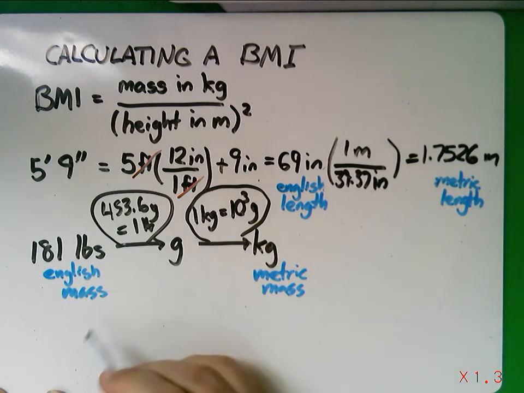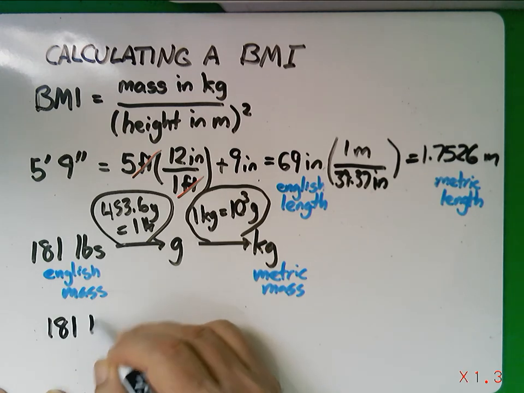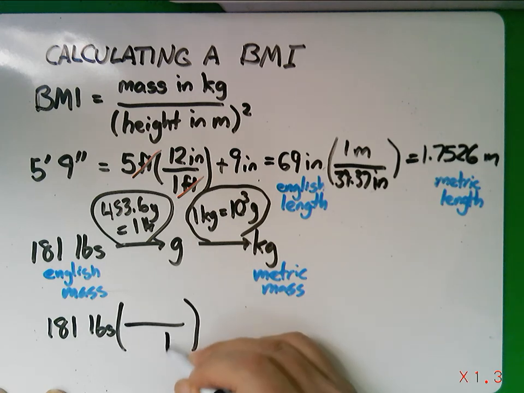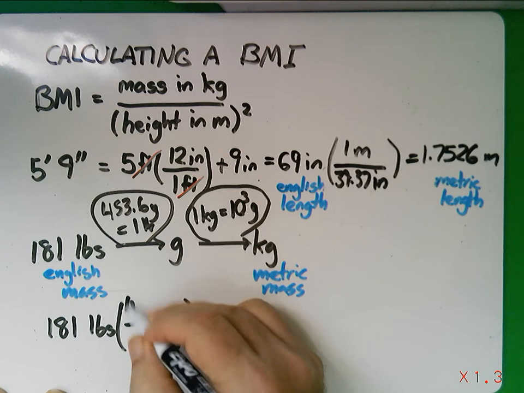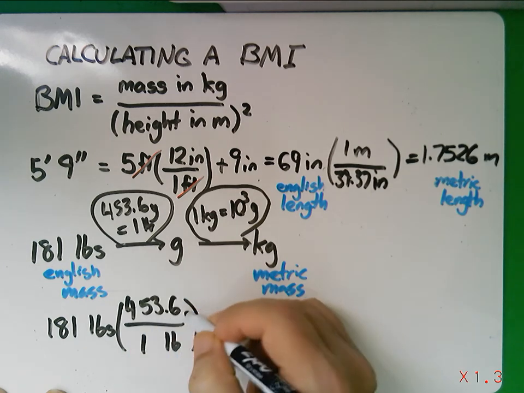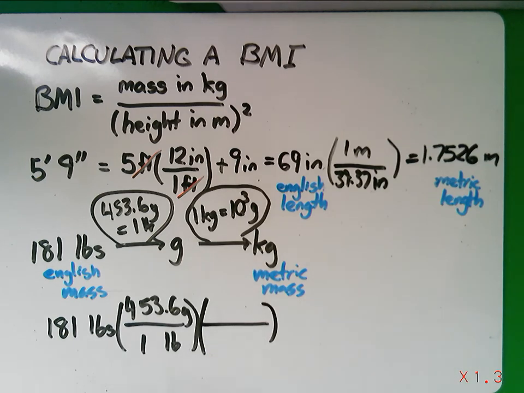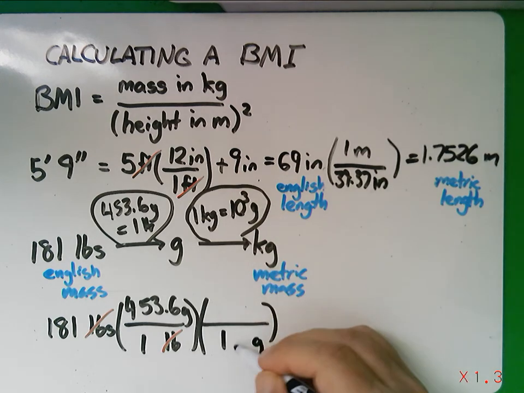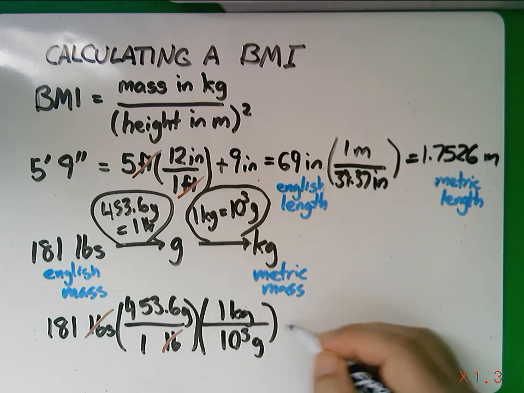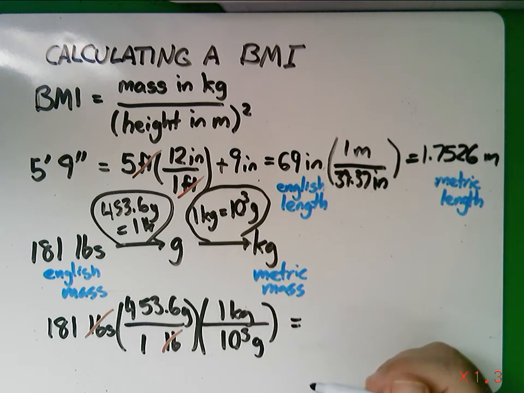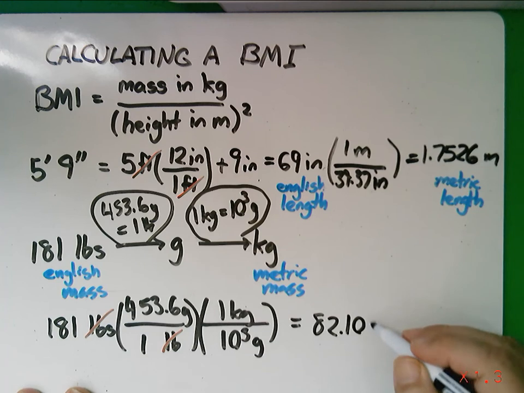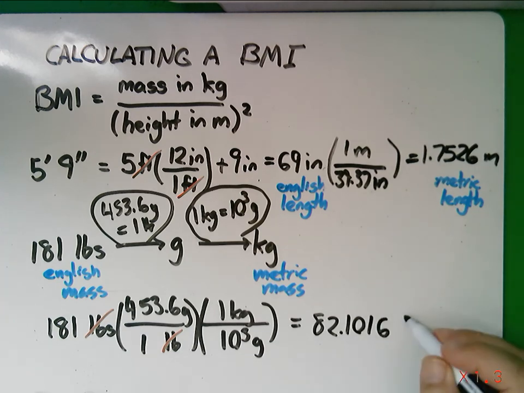So let's turn it into a calculation. What do I have to have on the bottom? Pounds. 1 pound is 453.6 grams. Now I have canceled out pounds. I have to cancel out grams next, so the grams has to go on the bottom. So go ahead and punch that into my calculator, and I get 82.1016 kilograms.